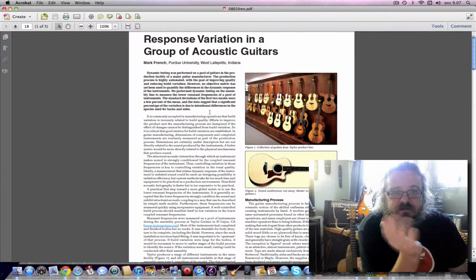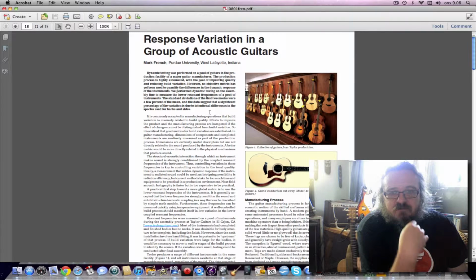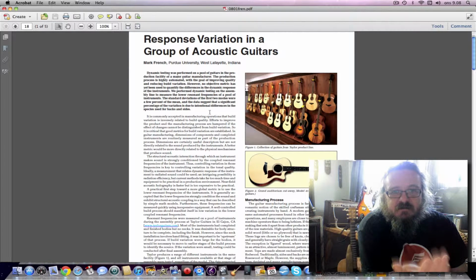So the production process is highly automated with the goal of improving quality and reducing build variation. Clearly that's seen as a criticism by some in terms of mojo. Well, there we are, we could talk all day about that one. However, no objective metric has been used to quantify the difference in the dynamic response of the instruments.